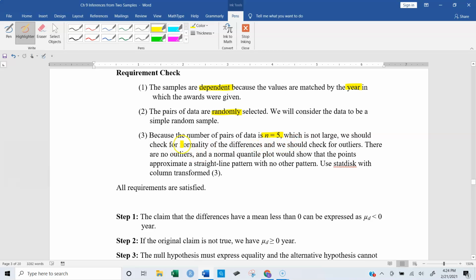So now we're going to check for normality. When you ran it through the Ryan-Joiner test, it's good enough. So we're going to say it passes, so we meet all requirements.